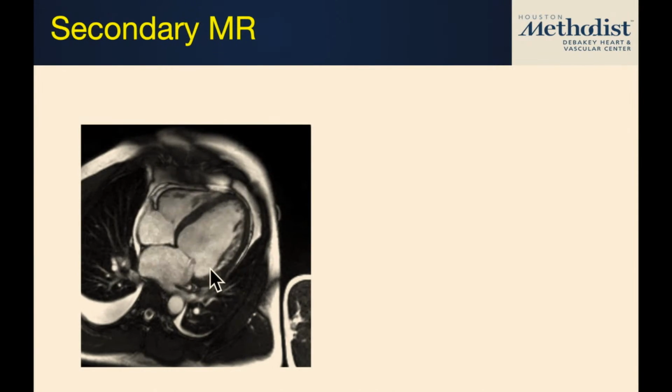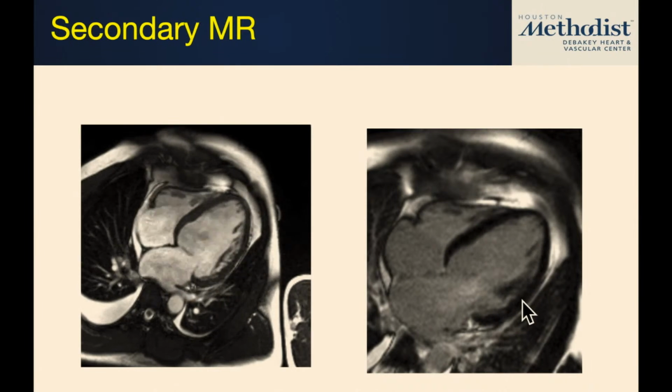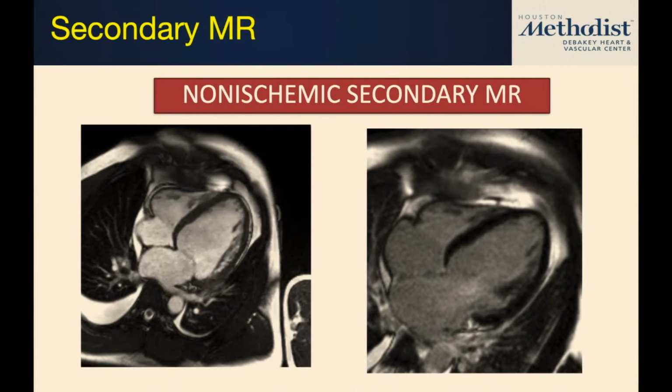Here's another patient where, again, you see a ventricle that's dilated and remodeled with significant left ventricular dysfunction. There's kind of symmetric tethering of both leaflets. And in this person, when we do our delayed enhancement MRI, we see no evidence of myocardial infarction or scar. And this is an example of a patient who has non-ischemic secondary mitral regurgitation.